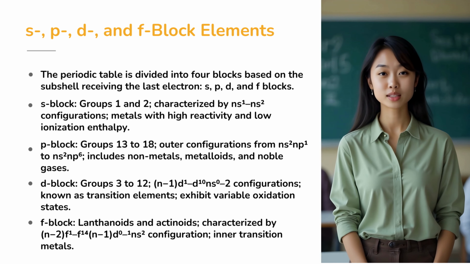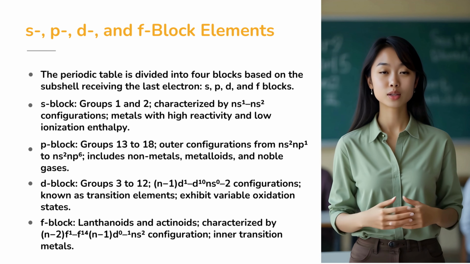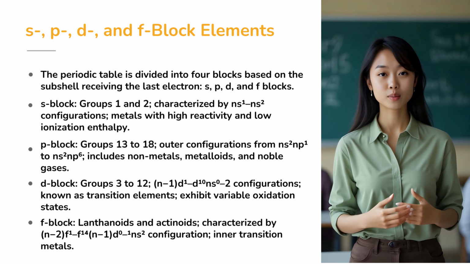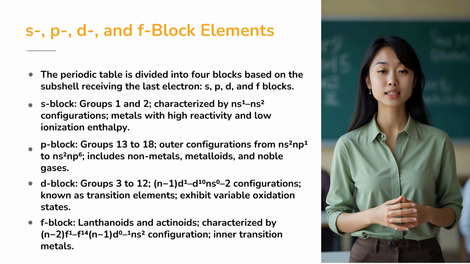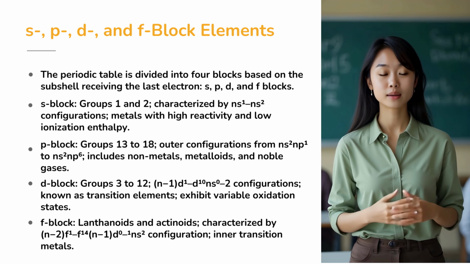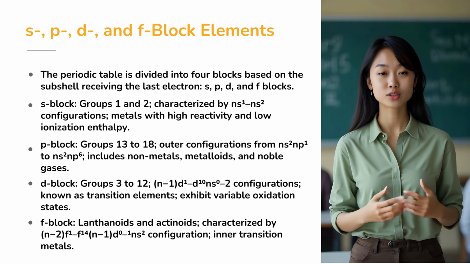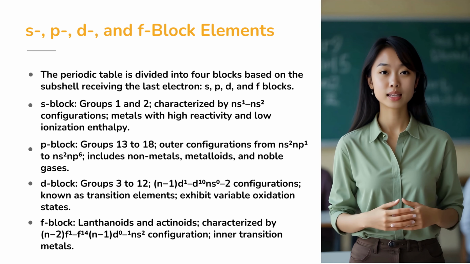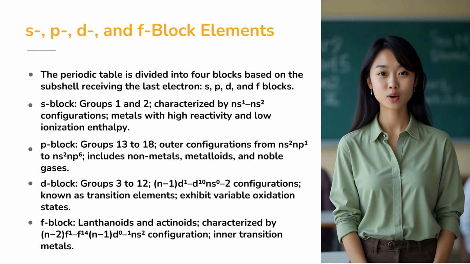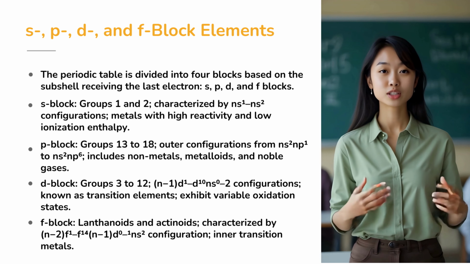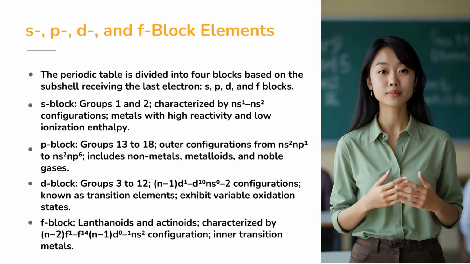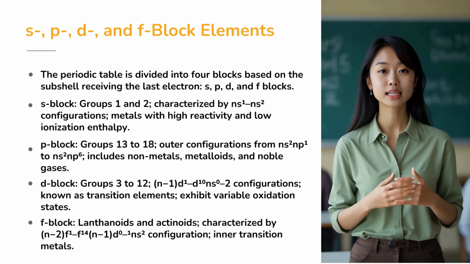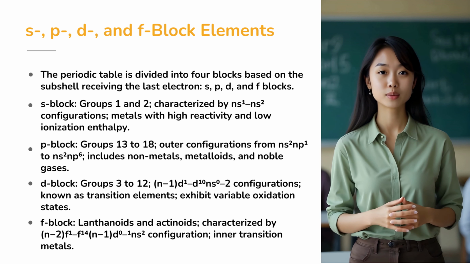Let's break the table down further into blocks, and no, not Lego blocks, we mean electron blocks. The periodic table is neatly divided into s, p, d, and f blocks based on the last subshell receiving an electron. The s block contains groups 1 and 2. Their outer configurations are ns1 and ns2, respectively. These are the reactive metals like lithium, sodium, and calcium.